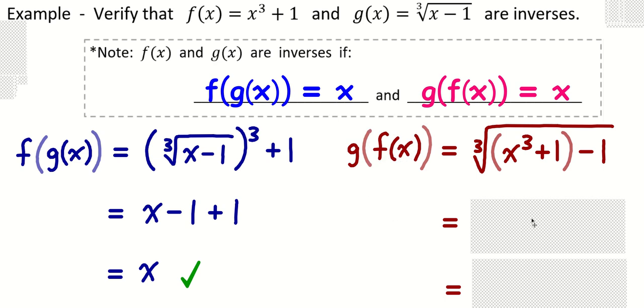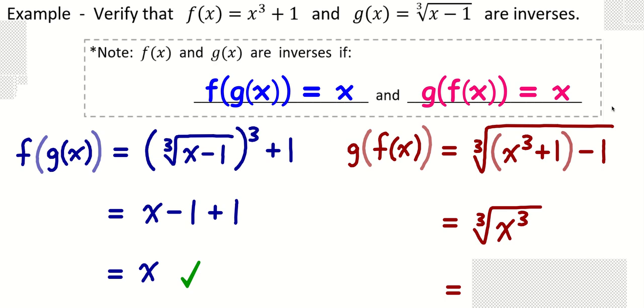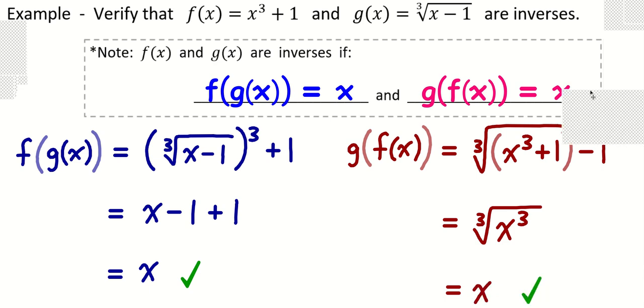All right? And so what you're going to want to do here to clean it up and see what this ends up getting you, clean up underneath the radical first. We don't really need the parentheses anymore. So plus 1 minus 1 cancel each other out. And then look at this. You're left with the cube root of x cubed. Cube root and a power of 3 cancel each other out. And you're just left with x. So check, check, checkmate. Okay?